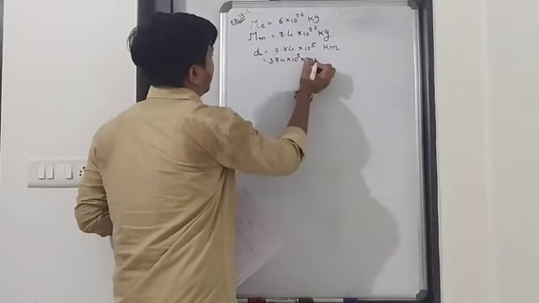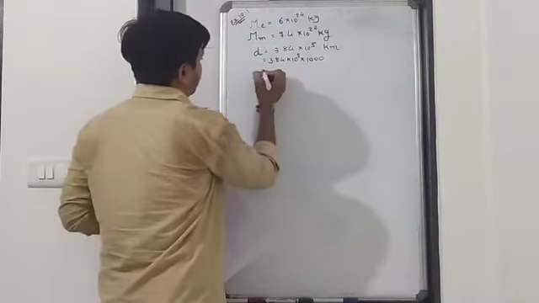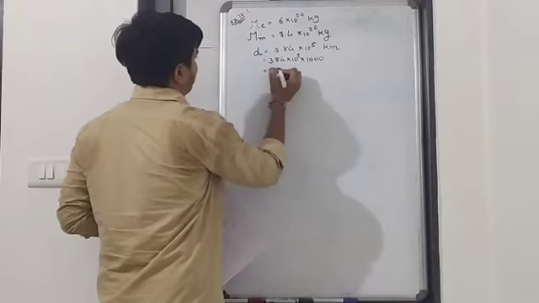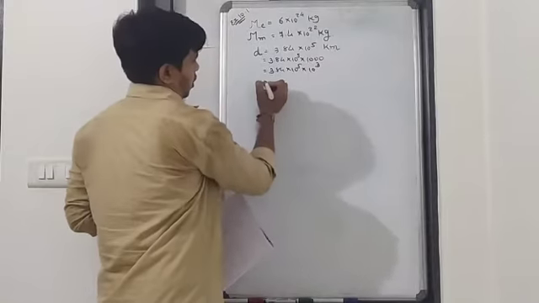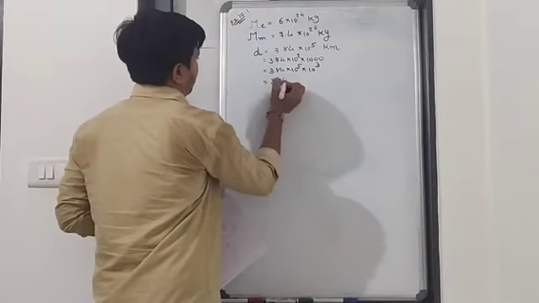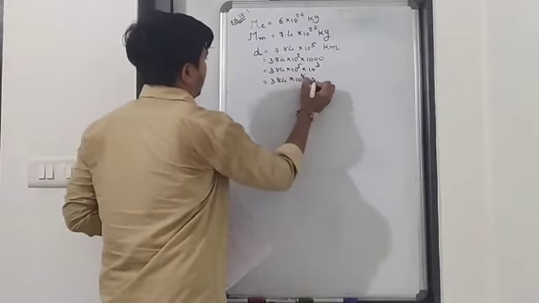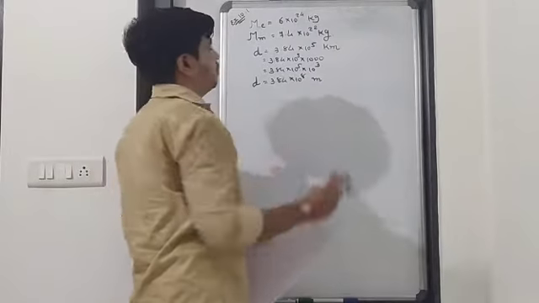You have to multiply by 1000, so it gives you 3.84 into 10 raised to 5. 1000 means it's 10 raised to 3, so it gives you 3.84 into 10 raised to 8 meter. So the distance is given to you.